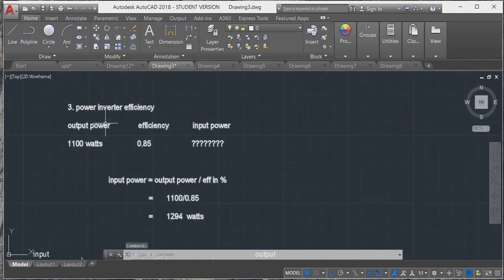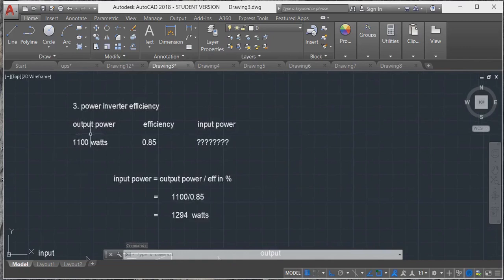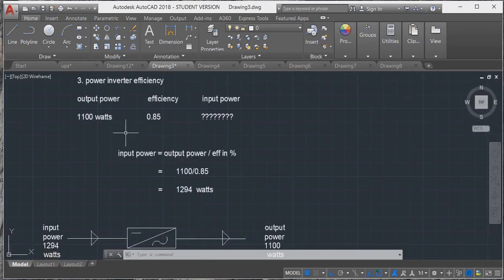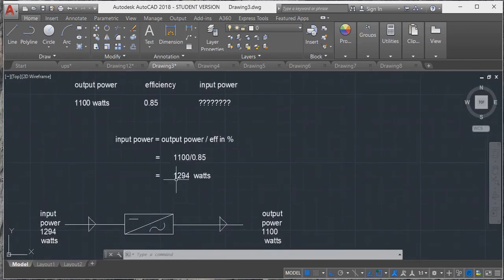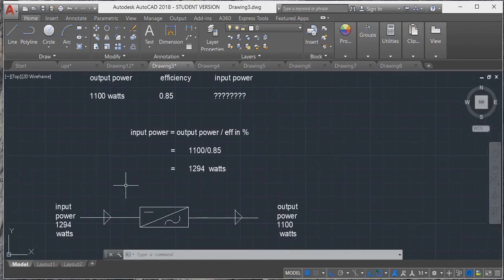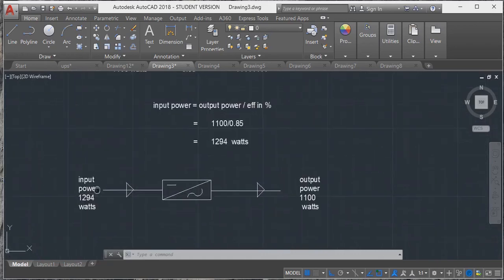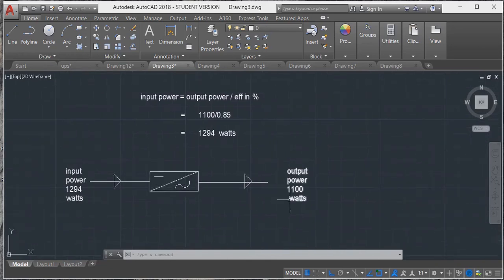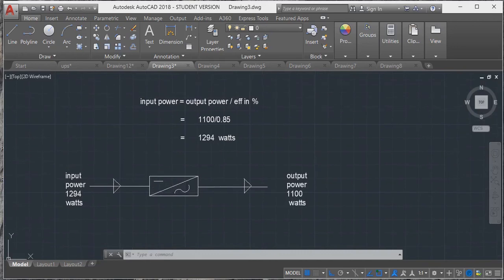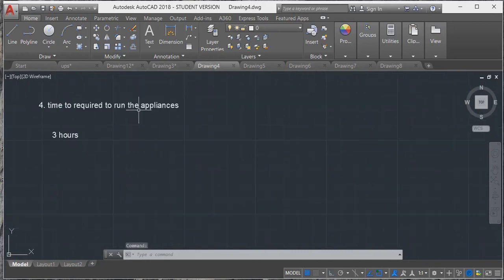Now the third step is power inverter efficiency. Output power is 1100 watts, efficiency is 0.85. How will you calculate the input power? Input power equal to output power by efficiency. That is 1100 by 0.85. How much do we get? 1294 watts. Here, the input power of the inverter is 1294 watts, and the output power is 1100 watts.